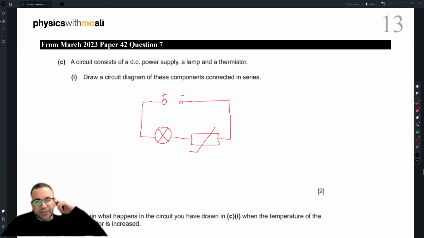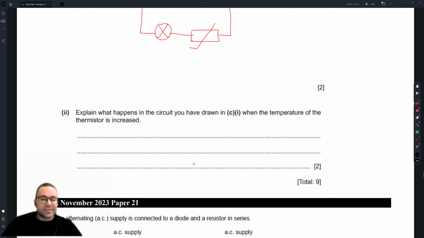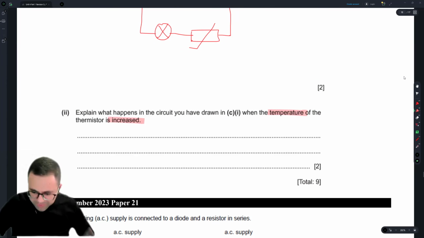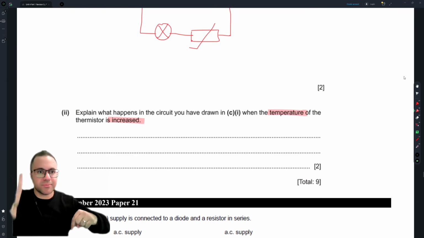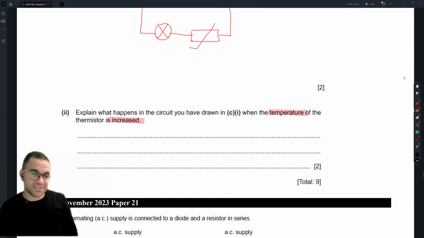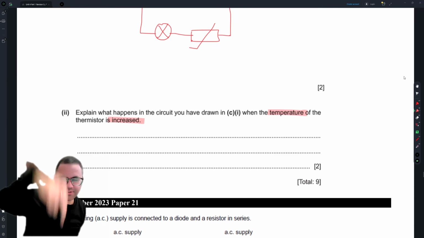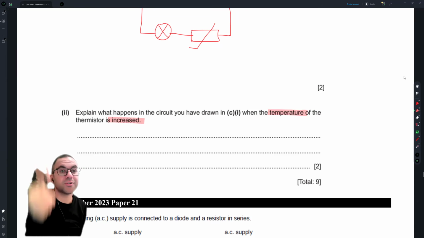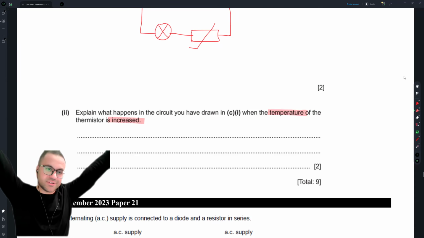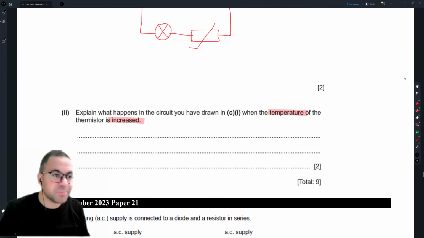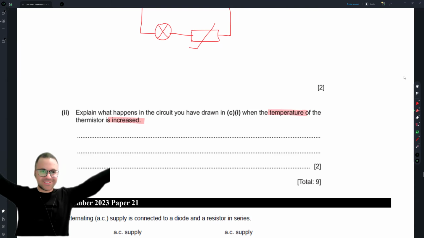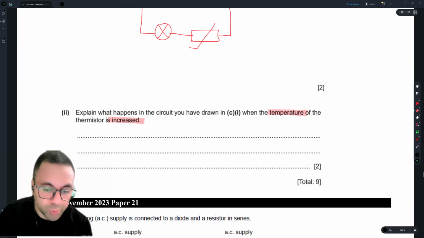Okay. Next. Explain what happens in the circuit you have drawn when the temperature of the thermistor increases. Okay. When the temperature increases, the resistance of the thermistor decreases. And if the resistance of the thermistor decreases, the current will increase. But there's a light bulb in there. So the light bulb becomes what? Brighter.